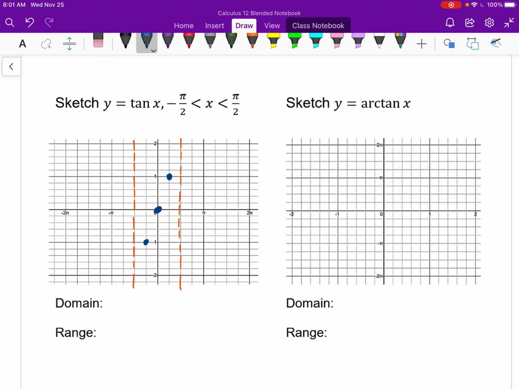So if I sketch this out, tangent looks something like this. And there's my graph of tangent, restricted from negative pi over 2 to positive pi over 2. It's just that one full cycle. And so therefore, when I deal with arctan, I'm going to have horizontal asymptotes at pi over 2 and negative pi over 2.